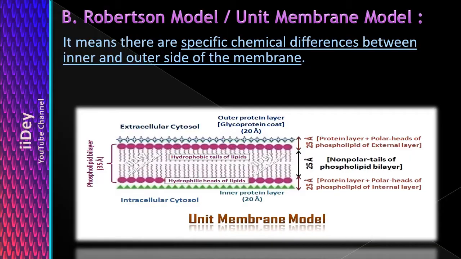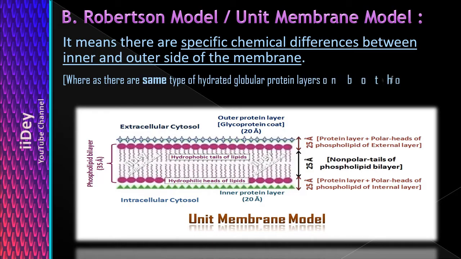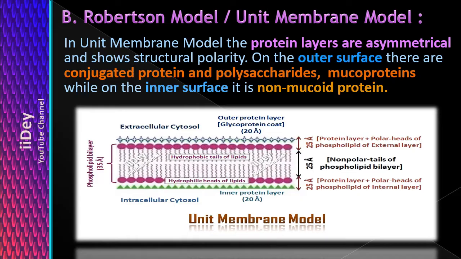It means there are specific chemical differences between the inner and outer side of the membrane. Whereas, there are the same type of hydrated globular protein layers on both sides, according to the Davson-Danielli model. In the unit membrane model, the protein layers are asymmetrical and show structural polarity. On the outer surface, there are conjugated proteins and polysaccharides, that is mucoproteins, while on the inner surface, it is non-mucoid protein.